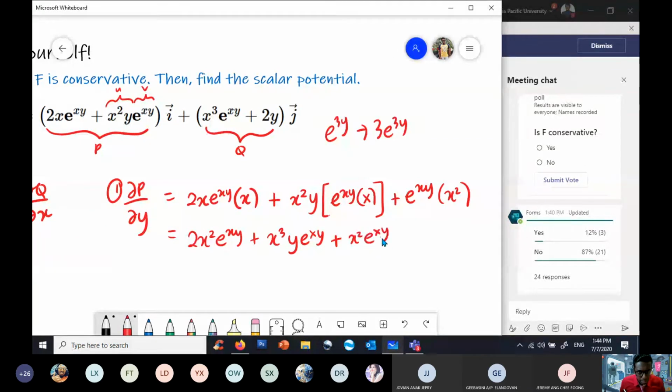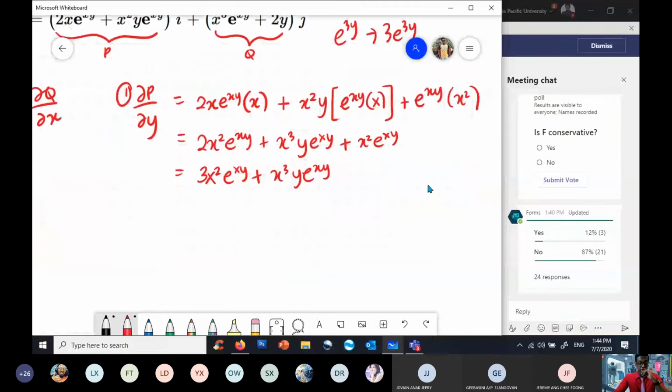Okay, am I done here? No, I can further combine x square e^xy and x square e^xy. So add them, there's 2 here, there's 1 here. So 3x square e^xy plus x cube y e^xy. So, it was a long process, but there you go. That is my dou P over dou y.